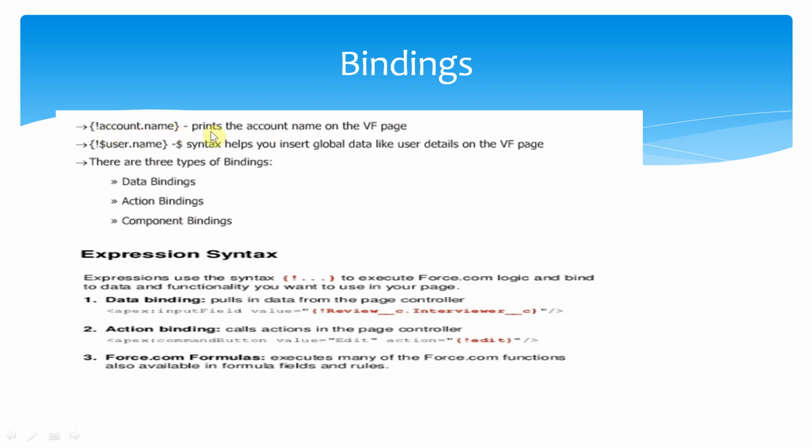So here when you say exclamation account dot name, it's going to print the account name in the Visualforce page. And $user dot name is going to help you insert the global data like username or something. So three types of binding. Data binding pulls in data from your page controller, say review C and interviewer C. Action binding is if you have any method. Currently there is a save, edit, cancel in the controller. In the standard controller, if you write a custom controller, you can call the methods from this.